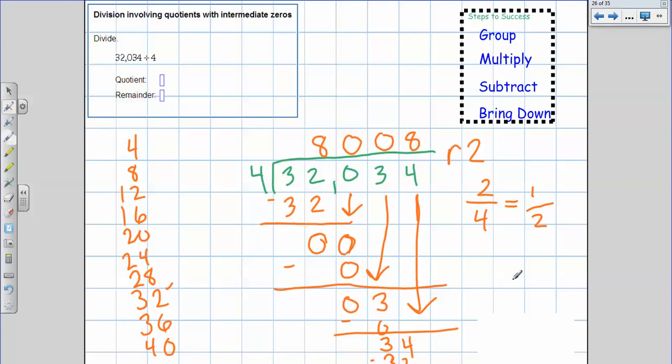Again, this is a problem with division involving quotients with intermediate zeros. I hope these 2 problems have helped you, and we will see you next time.